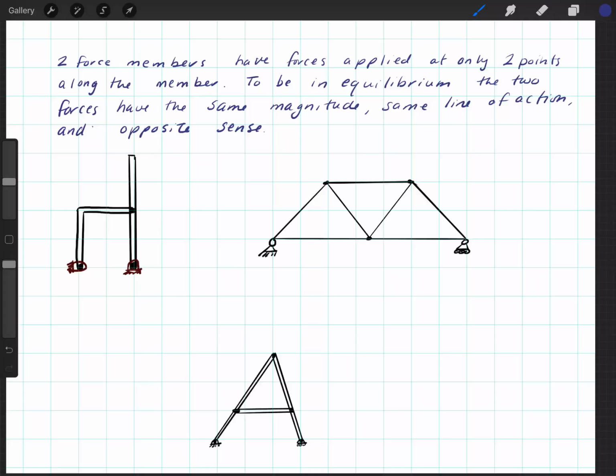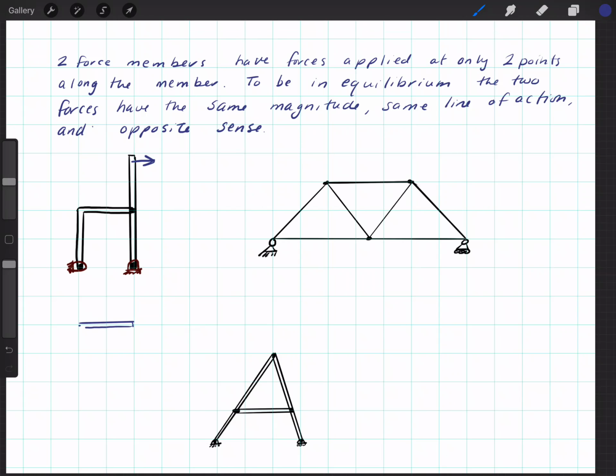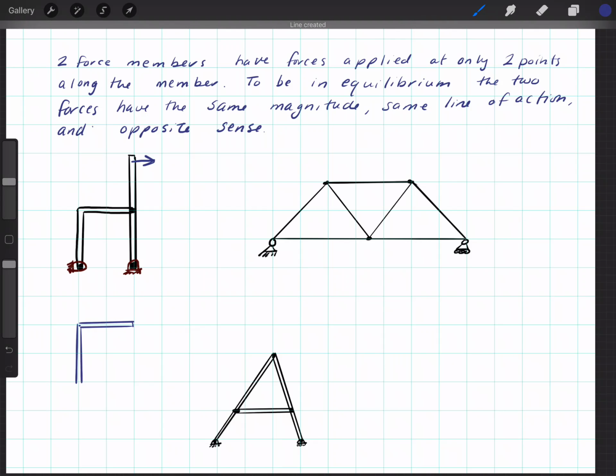Let's say we have this machine over here on the left, and this is a handle, and I'm going to pull on it in this direction. When I pull on that, then when I look at this attached member and draw a free body diagram of it, I have forces applied to it only at two locations. So here's this member, and it's one piece, and we'll have a force applied at this joint here and at this joint here would be the reaction.